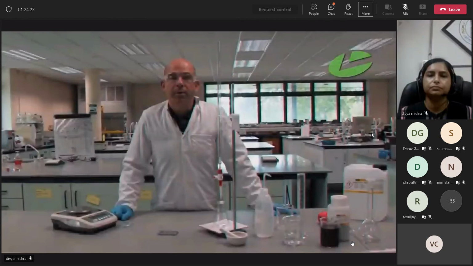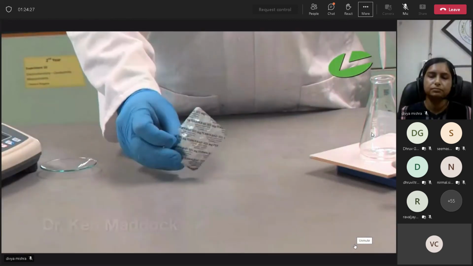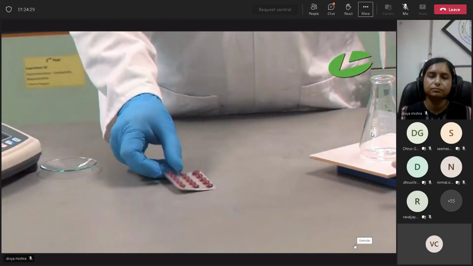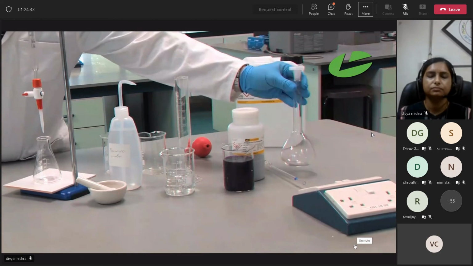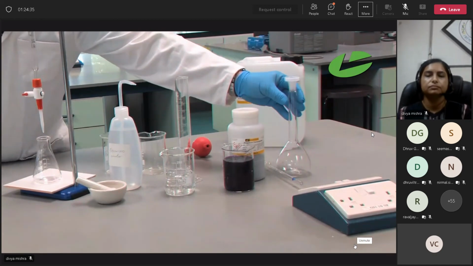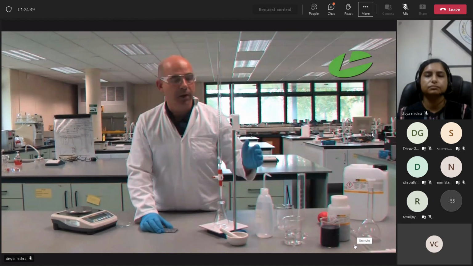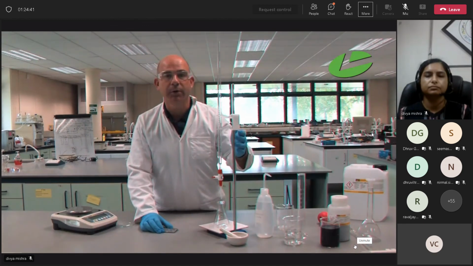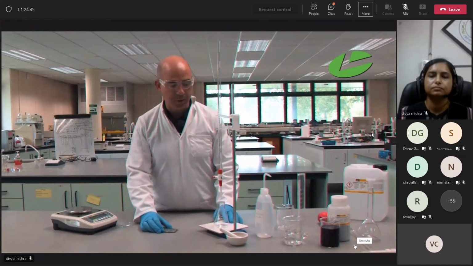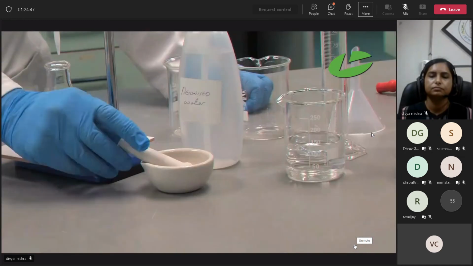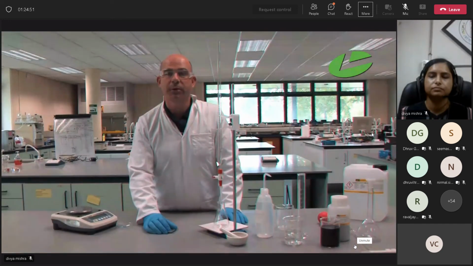This practical is the determination of the amount of iron in some iron tablets, and the iron tablets I'm using are Ferrograd tablets. The glassware apparatus required for this practical are a volumetric flask, 250 ml, 100 ml graduated cylinder, some 250 ml beakers, a setup for a burette and clamp, retort stand, and a pipette for measuring out our iron solution, and a white tile for determining the colour. We also need a pestle and mortar for grinding up the iron tablets, and a balance for weighing out the iron tablets before the start of the practical.